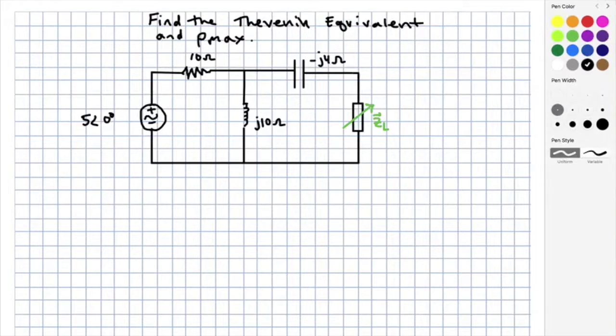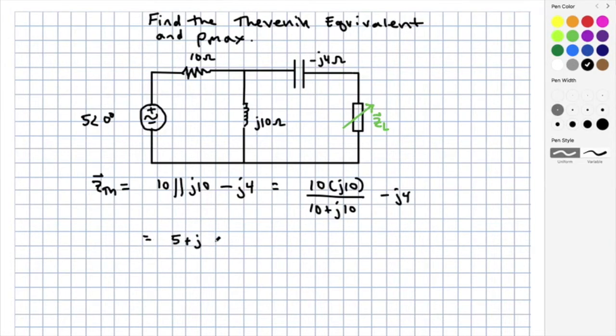In this example, I'd like to find the Thevenin equivalent and P max. We start by finding the Thevenin impedance. By turning off the voltage source, I have a 10 ohm resistor in parallel with a j10 ohm inductor. This combination is in series with a negative j4 capacitor. Combining these together, I'm going to get 5 plus j5 minus j4, or 5 plus j1. I'll point out that the real part of the impedance is R Thevenin, and the imaginary part of the impedance is X Thevenin. We care just about the real part.